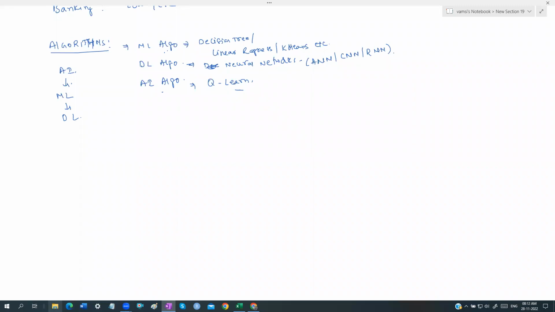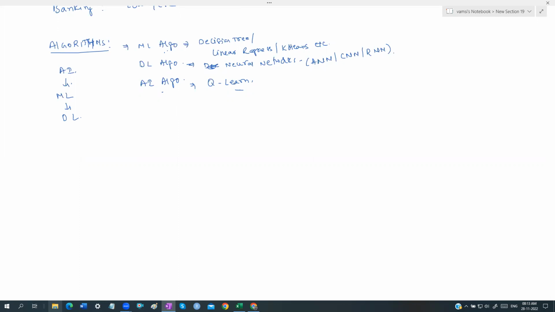But anyhow, first we are going to be working on machine learning, which is the first important thing. Initially, we are going to start with the ML algorithms, which is the main important part.